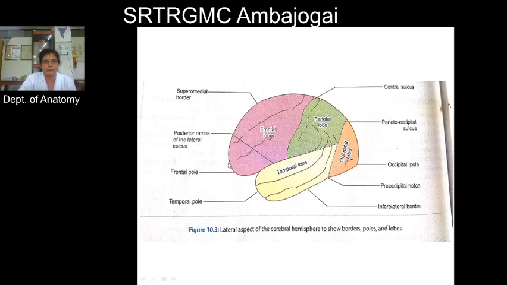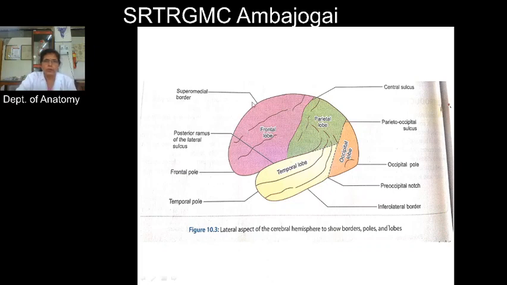These poles are the pointed ends. The frontal pole is directed anteriorly, that is, the end which is directed anteriorly is called the frontal pole. Then the posteriorly directed end is called the occipital pole, and in between the frontal pole and the occipital pole there is the third pole, the temporal pole, which is directed anteriorly and downward. So the frontal pole is directed anteriorly, the occipital posteriorly, and the temporal pole is directed antero-inferiorly. So this is the superolateral surface of that cerebral hemisphere.